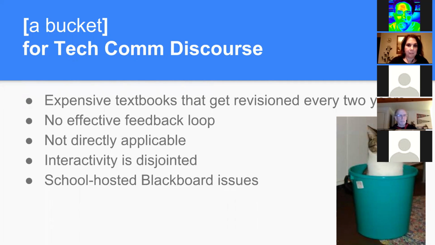I notice that there are expensive textbooks that get revisioned every 2 years. No real effective feedback loop for me. Not everything in the text is directly applicable. Interactivity with the things we have is disjointed, and by that I mean publishers create all kinds of media and electronic gadgets for you to bring to your students, and it always involves jumping to and from a Blackboard site that nobody's trained in using.